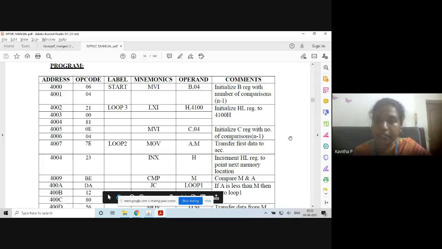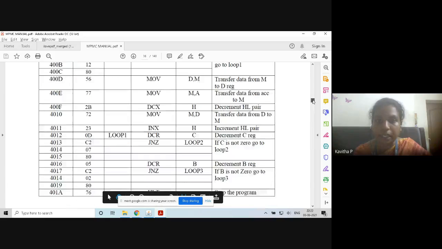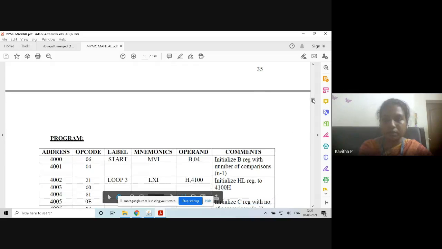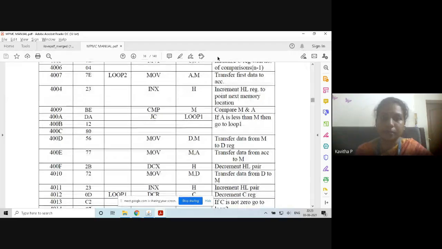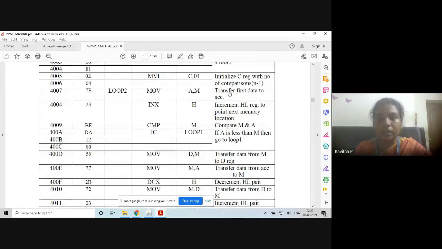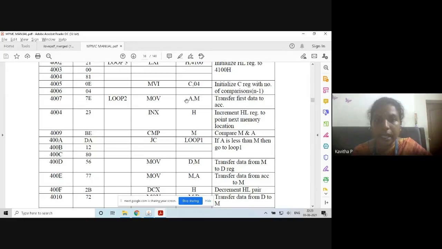If the accumulator data is less than the memory location data, then the condition is true. When comparing the memory location data and the accumulator data, if A is less than M, then it will move on to loop 1. If the accumulator data is less than the memory location data, it will jump. But here, the accumulator data is equal to 15 and the memory location data value is 5.